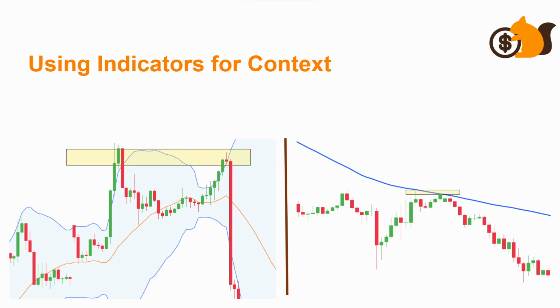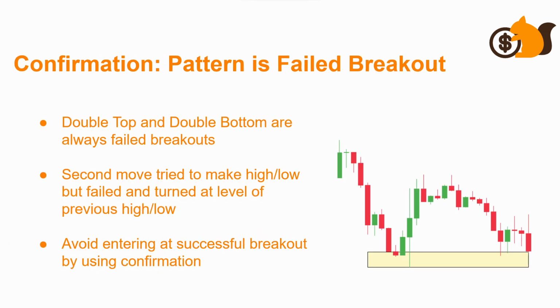Furthermore, you can use indicators to find double tops and bottoms with a good context. The best choice are band indicators. For example, the moving average or Bollinger Bands. On the left-hand picture you can see the market forming a double top at the upper band of Bollinger Bands. On the right-hand picture you can see the market forming a small double top, right at the moving average, before reversing down.